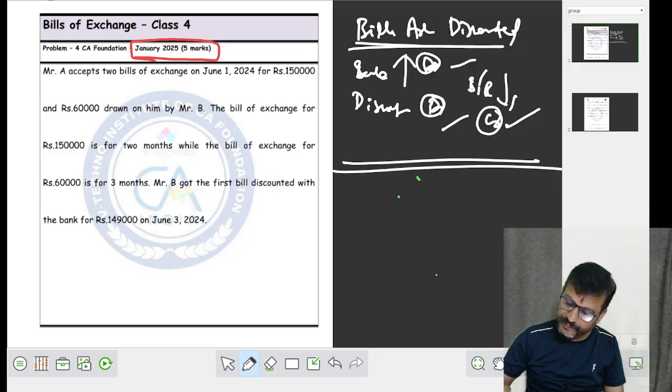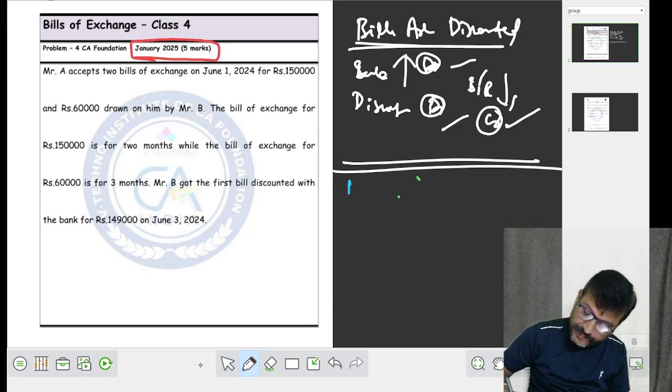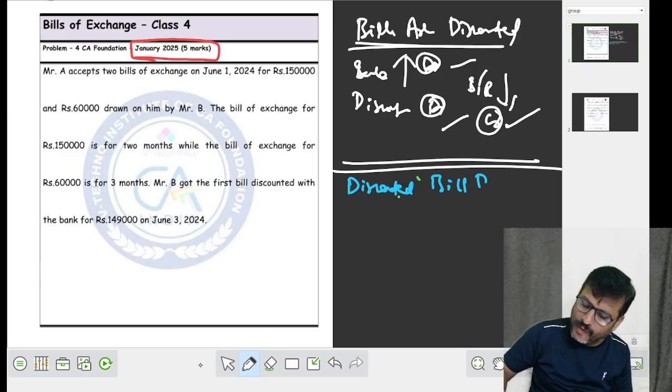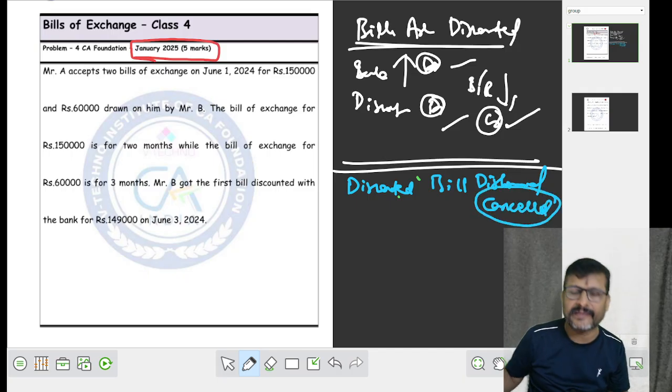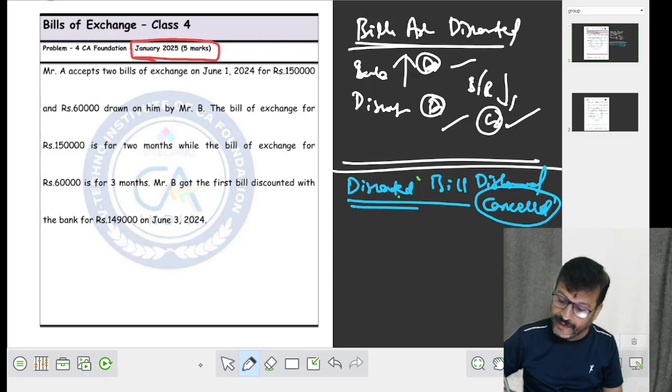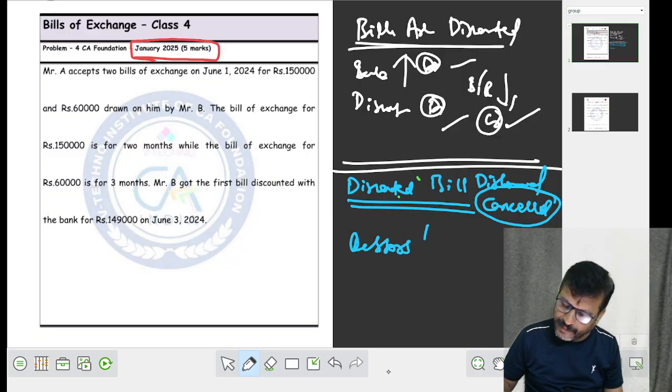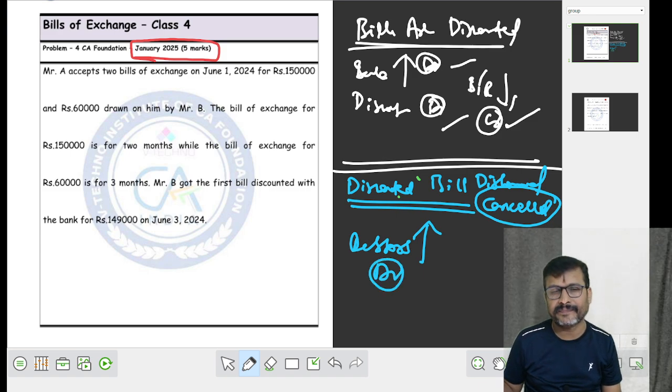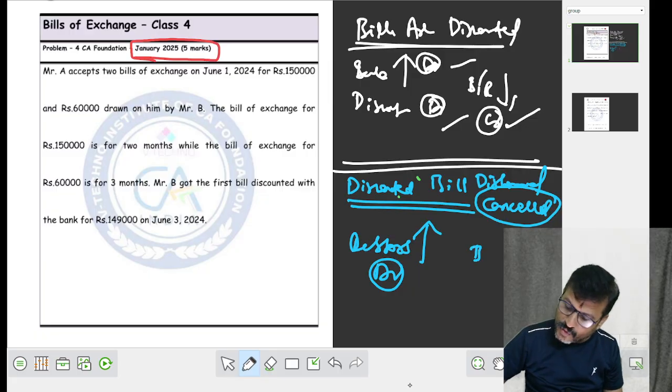Now, if a discounted bill is dishonored, meaning cancelled, you know very well, when the bills are dishonored, remember your debtors increase, it is to be debited. But you should not say bills receivable decreases.